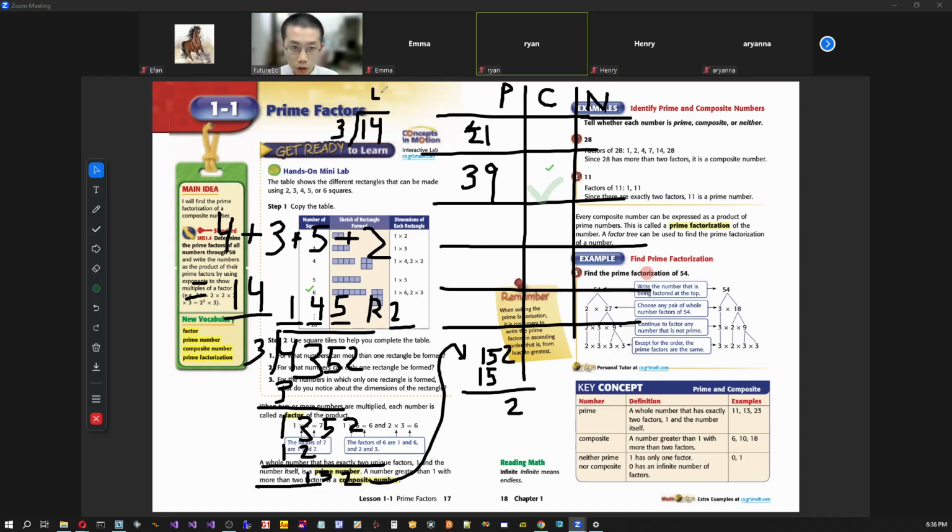4. So what's 3 times 4? 12. And then what's the remainder? We made a 2. Oh, look at this. We got 2 here and we got 2 here.